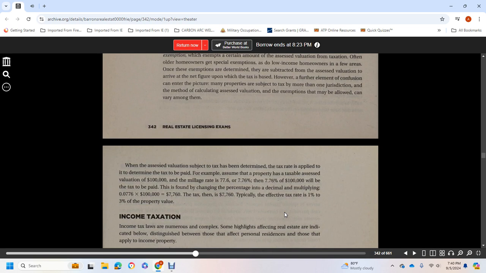For example, assume the property has a tax assessed value of $100,000 and a millage rate of 77.6, or 7.76%. So you get $7,760 in tax.